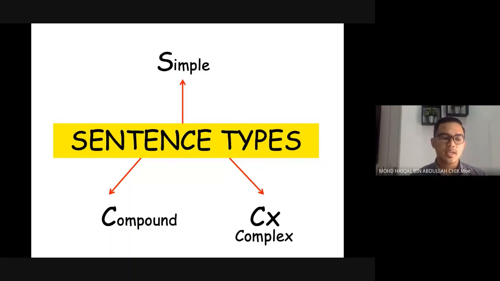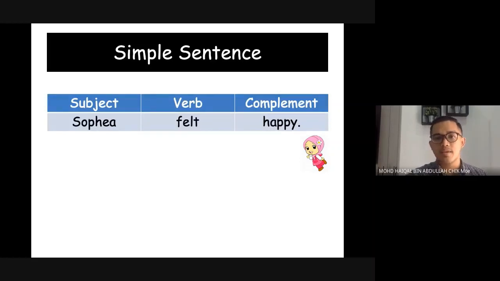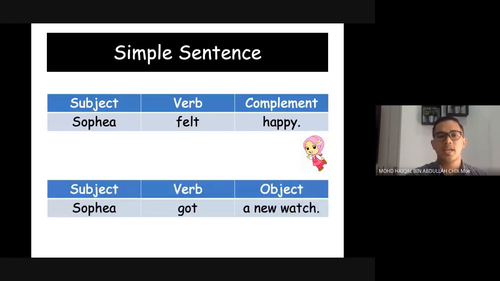As for simple sentences, I usually introduce 2 types of table. The first one is SVC, subject verb complement, and the second one is SVO, subject verb object table, which is very famous among us, right? A quick revision. To produce a simple sentence, you must make sure you begin with a subject. For example, Sophia. Then followed by a verb, felt. Sophia felt. And complement: felt happy. The adjective is used there. So that's why you see here not object, because happy is not an object.